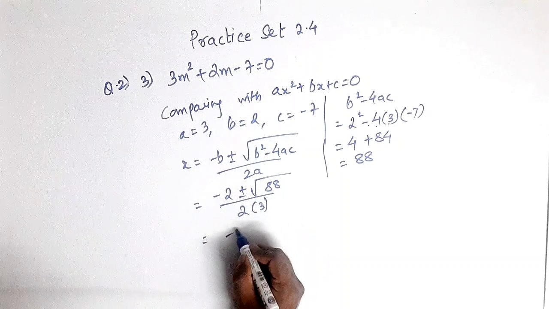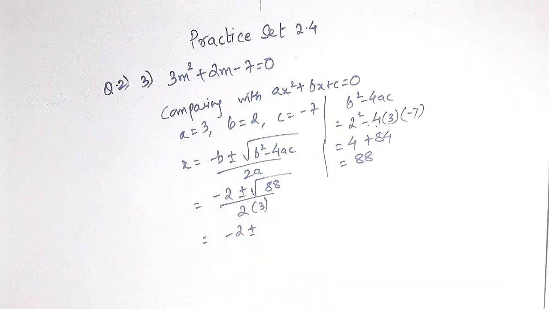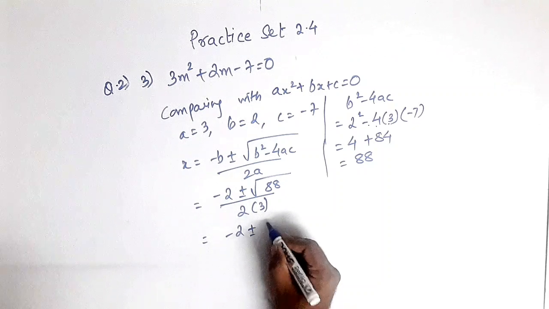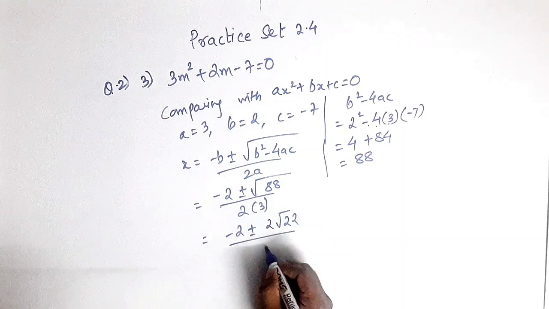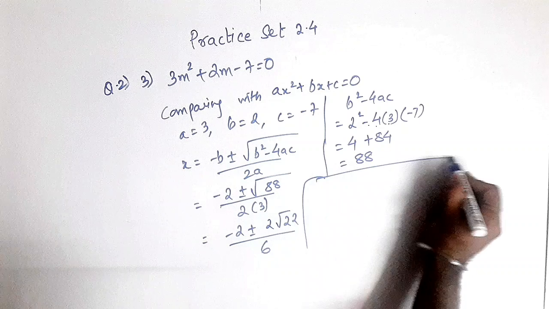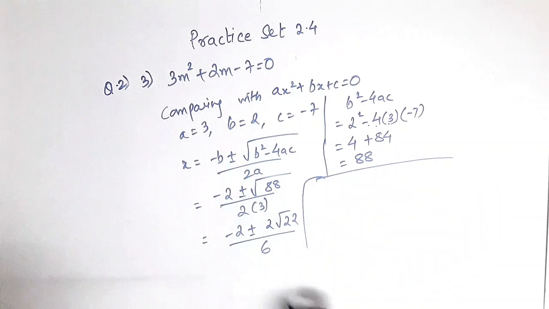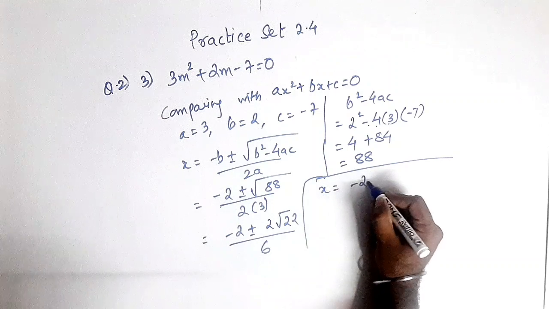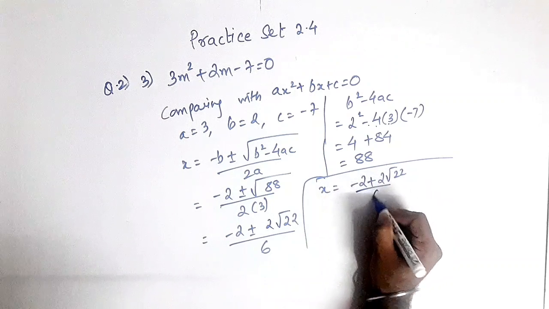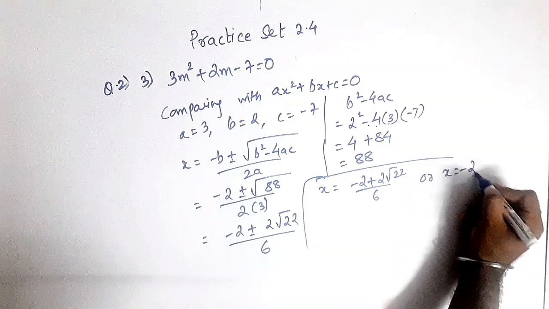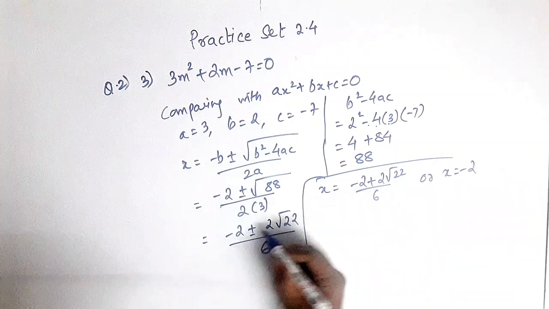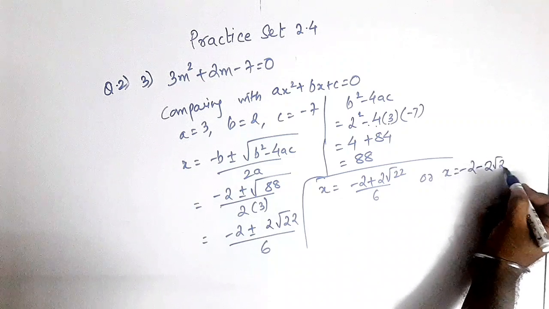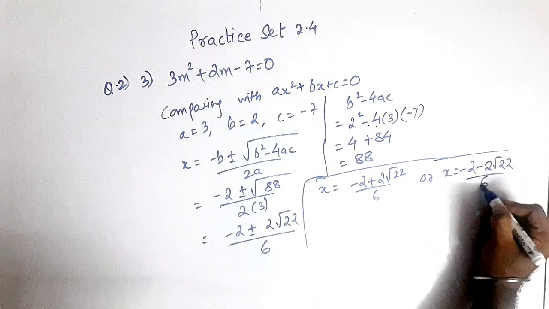Now minus 2 plus or minus. Can we find the simplified root of 88? Yes, it is 44 2s are. Further if I divide, it will be 22 4s are. So it will be 2 root 22 upon 6. Now see this, your knowledge of surds, what you have done will be counted here. x is equal to minus 2 plus 2 root 22 upon 6, or x is equal to minus 2, one time we have taken plus, or it is minus 2 root 22 upon 6.